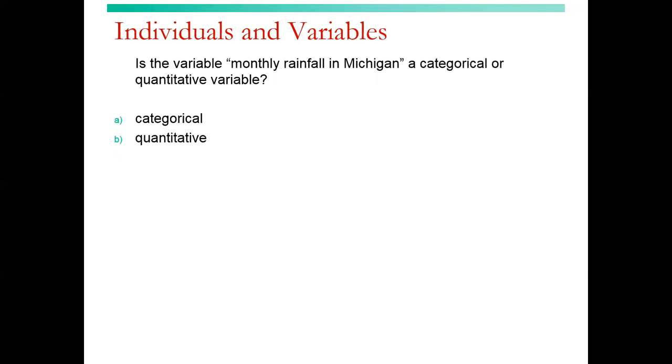Is the variable monthly rainfall in Michigan a categorical or quantitative variable? It's a quantitative variable. Monthly rainfall is a numerical piece of data, and it would make sense to add monthly rainfalls to get a yearly rainfall. So this is quantitative data, quantitative variable.